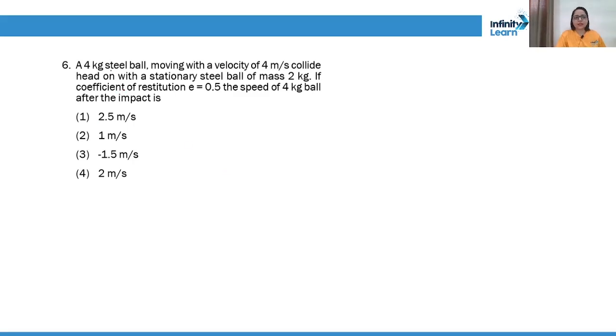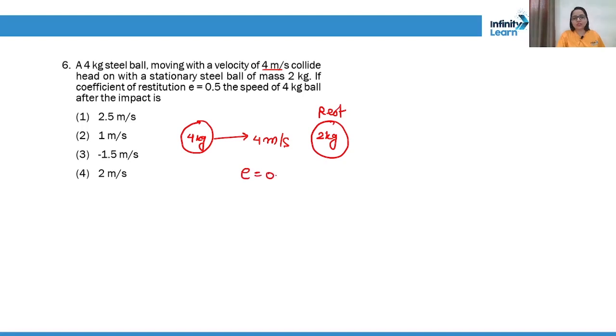Question number 6. A 4 kilogram steel ball moving with velocity 4 meter per second. So 4 kilogram steel ball is moving with velocity 4 meter per second. Collide head on with a stationary steel ball of mass 2 kilogram. This ball is at rest. If coefficient of restitution is 0.5, then speed of 4 kilogram ball after the impact is. So let's say after the impact 4 kilogram is moving with v1 velocity.